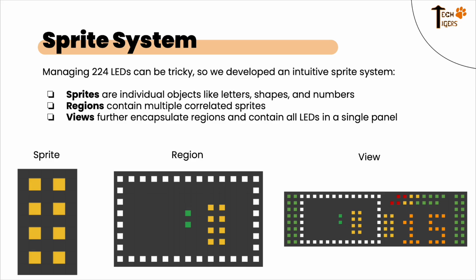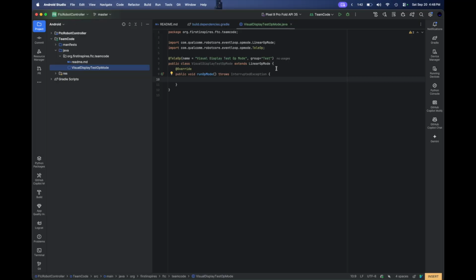Each view has a bunch of regions inside of it. These regions contain sprites, similar to Scratch, little objects that can be moved around and change colors. These regions take up space on your visual display. Before we write any code for our visual display test OpMode, let's make a few regions first, so that we can actually show something there instead of just a blank screen.